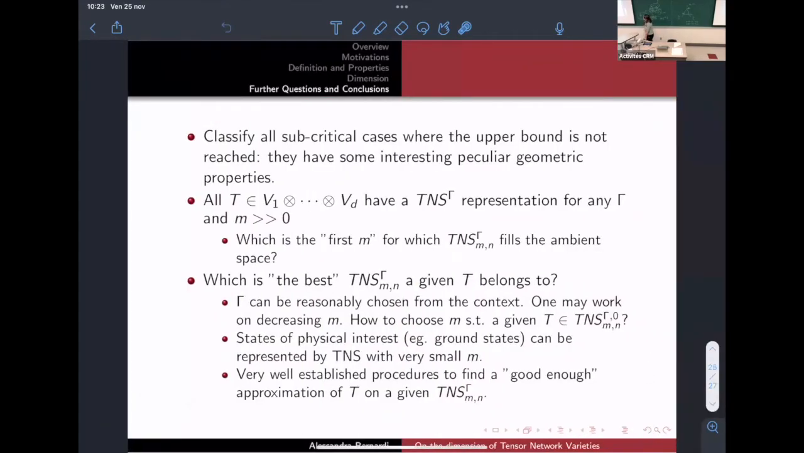So I just conclude with some further questions. As you see, classify all subcritical cases, where the upper bound is not reached. And this was the question posed yesterday: which is the smallest time such that the tensor belongs to it. But you may rephrase it: instead of the given one, you may ask an easier question, pick a generic tensor. So which is the first tensor network variety that fills the ambient space? That's an easier question than the given one, which is the generic one.